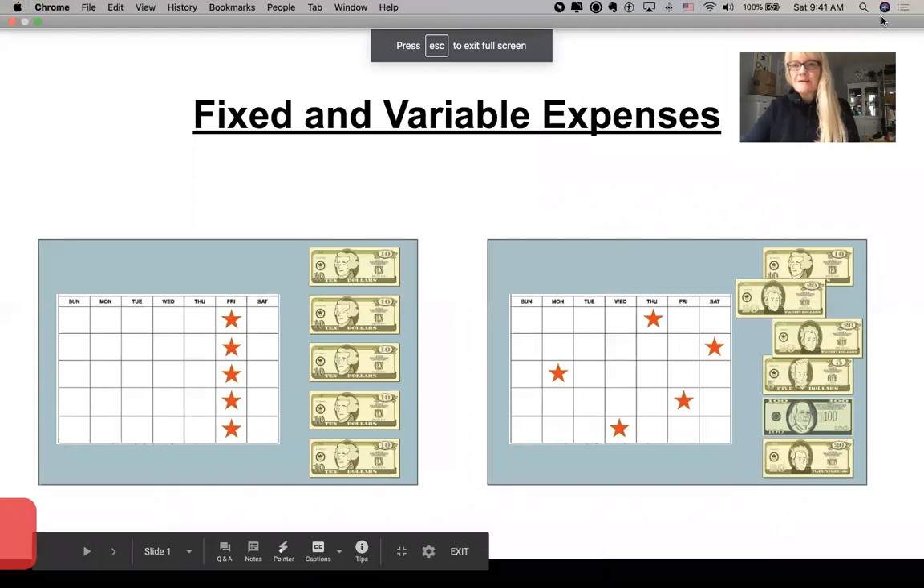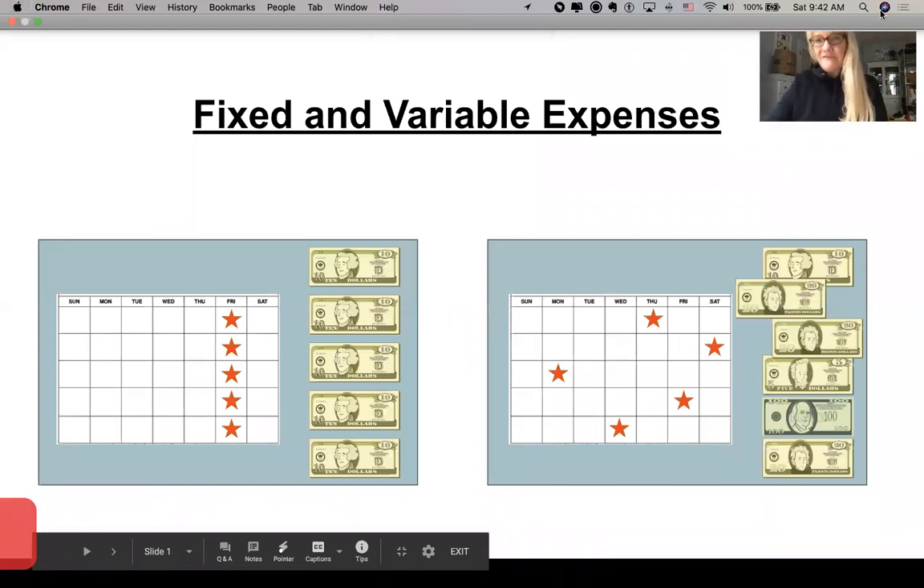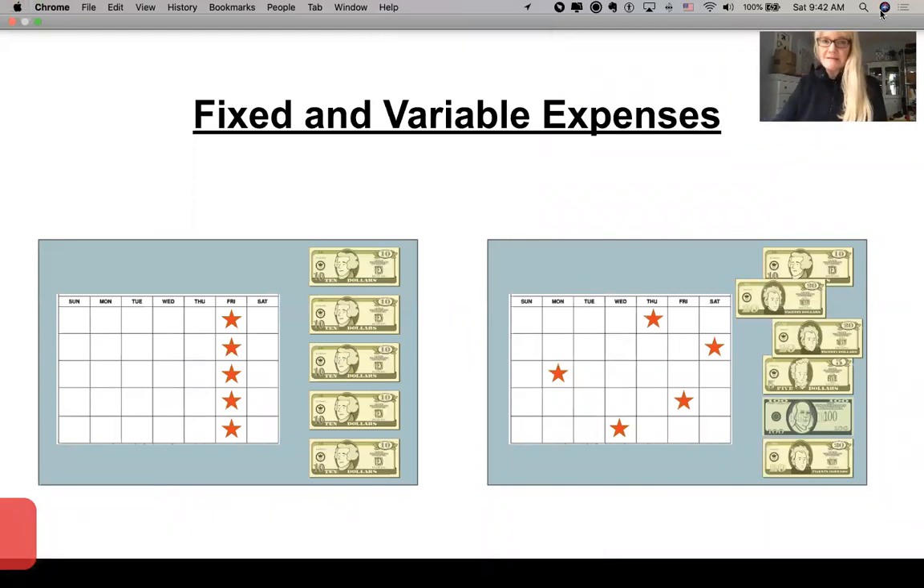Okay, so here we go. We're going to talk about fixed and variable expenses. So again, expenses is money that we put out or money that we spend instead of money that comes in. Remember that income is money that people give us, sometimes for a job, sometimes for birthday gifts, sometimes for a pension, or from Social Security. Income is money that comes in, but expenses or costs is money that we spend, money that we put out.